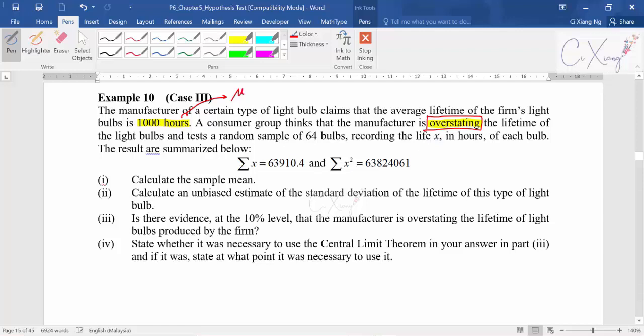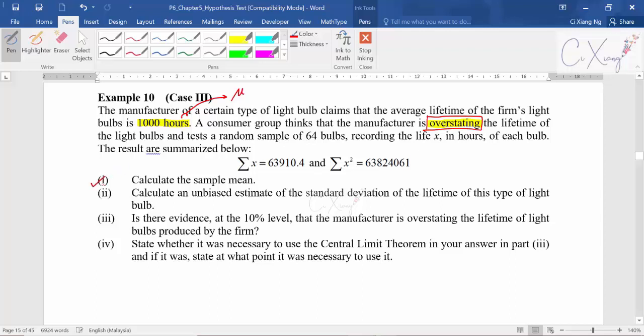No matter how, you can start with the parts first. If you look at the question itself, they didn't give you any information about the population variance. They only give you the summarized values for the sample, but not the population variance. So for this case, the population variance might be unknown. No matter how, we can just start first.